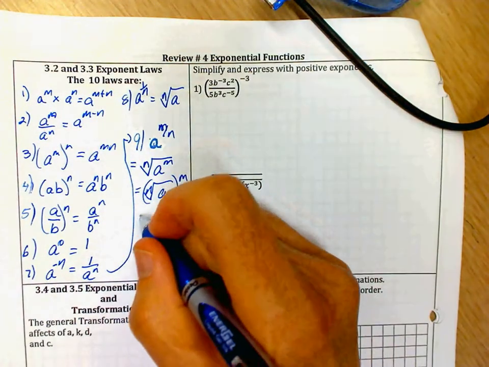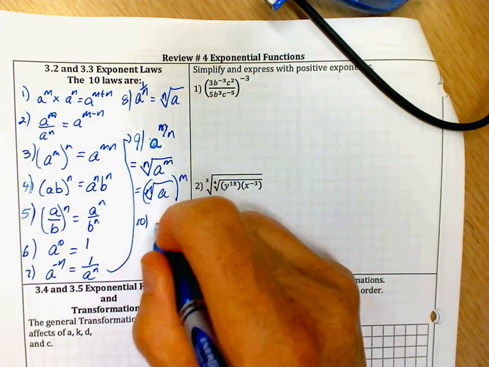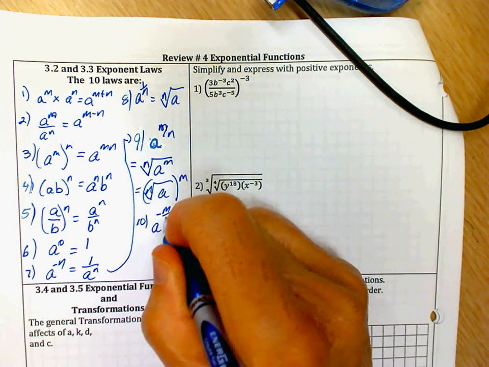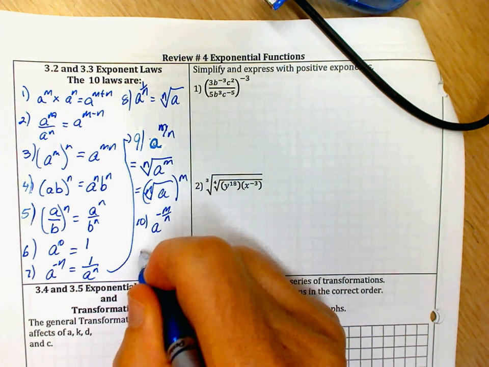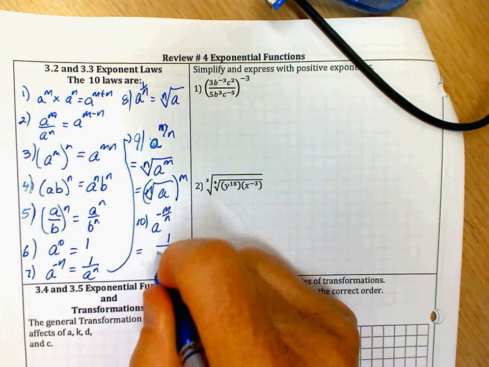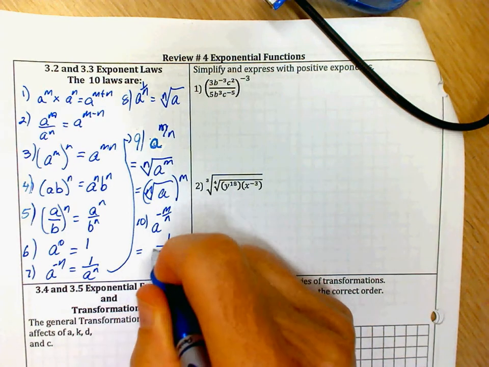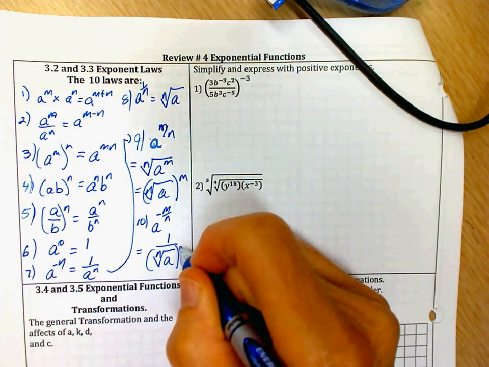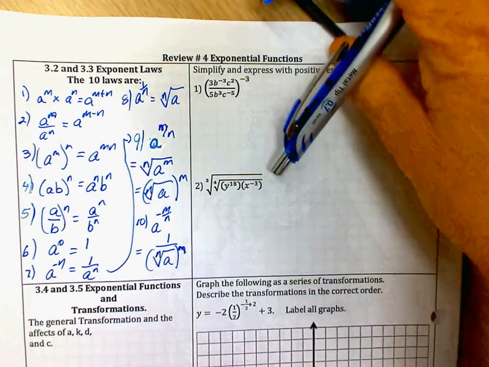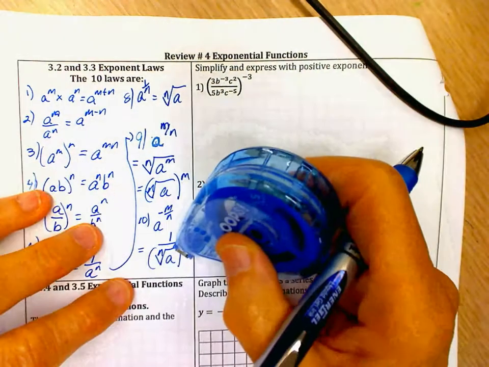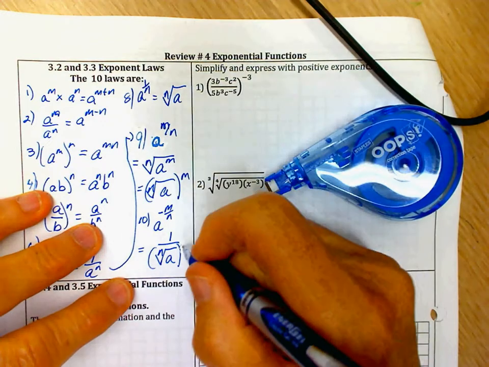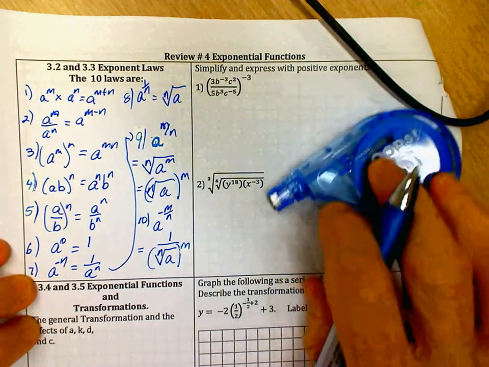Now if we have a to a negative fractional exponent, we simply reciprocate it. This would equal 1 over the nth root of a all to the m. Okay? That's a real quick review of all the exponent laws. I'm just doing that to refresh your memory.